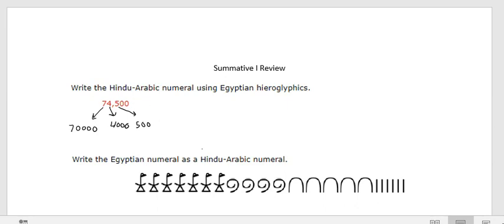So we have a symbol for 10,000, which kind of looks like a pointing finger. So I'm going to need 7 of these. So that would give me the 70,000. Then we have 4,000. So that's represented with the lotus plant, which looks something like this. So I'm going to need 4 of these.